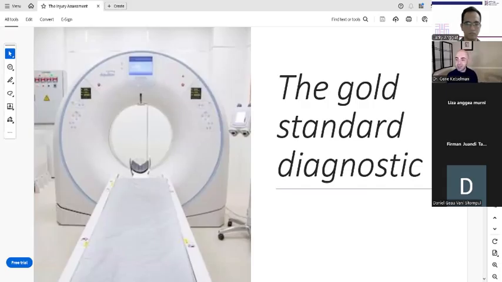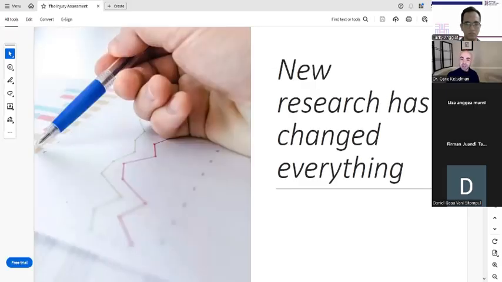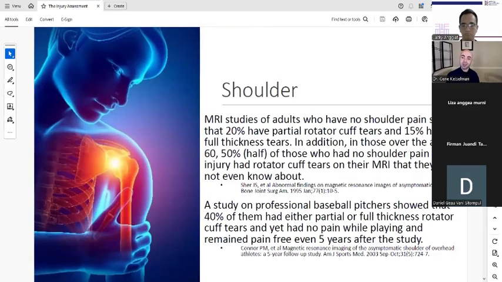I'm sure that sounds very familiar to everybody on this call, right? But the interesting thing is that new research has changed everything that we knew about this approach. In the last 1 to 2 decades, there has been more and more research coming out showing that even those without any pain have the same findings on their MRIs and on their CAT scans and on their X-rays. So to illustrate what I'm trying to say here, let's look at a few examples in the research.